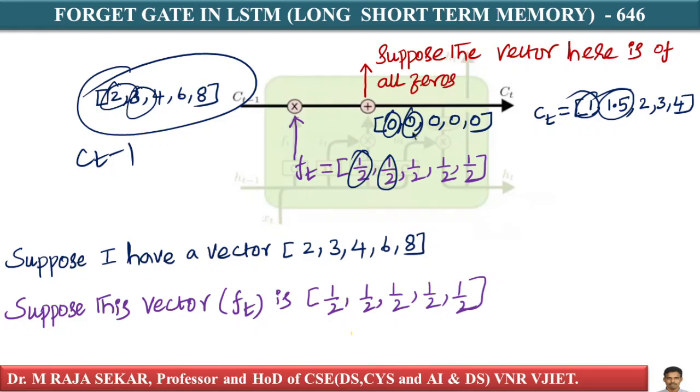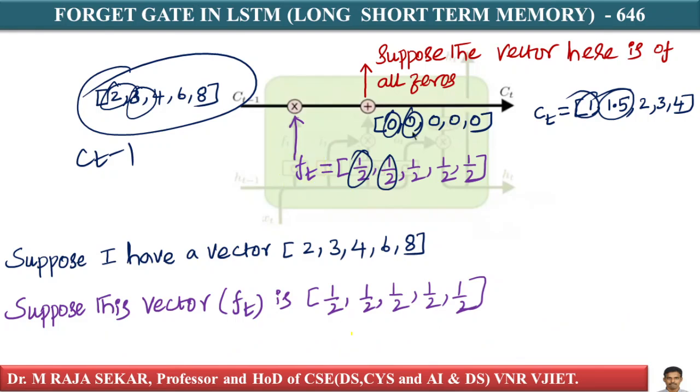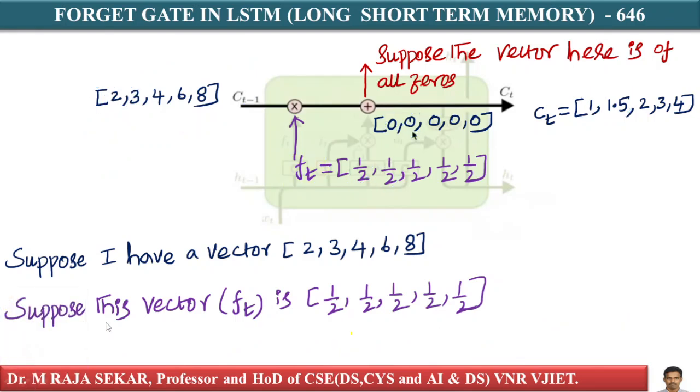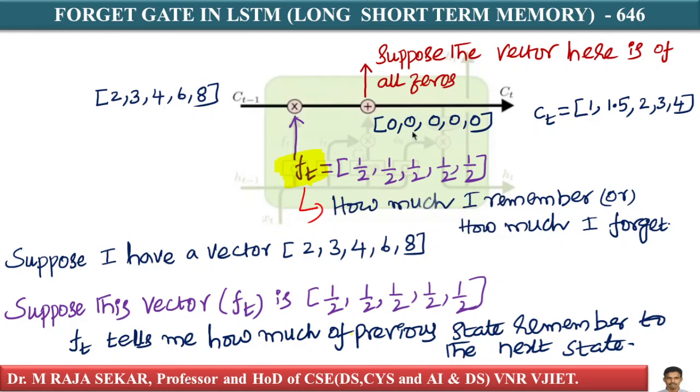So I can decide, what does it mean? I can decide how much of my previous cell state, that's important here, how much of my previous cell state I want to remember into the next state. That's what this FT tells me. This FT tells me what percentage of the previous state to carry to the next state. This is literally like a forget gate. This is for how much I can forget, or how much I remember, isn't it?